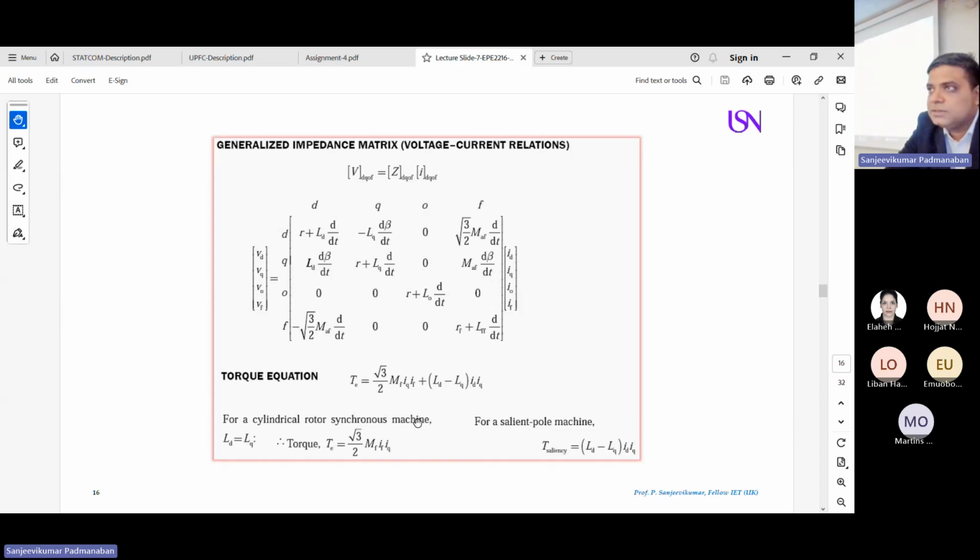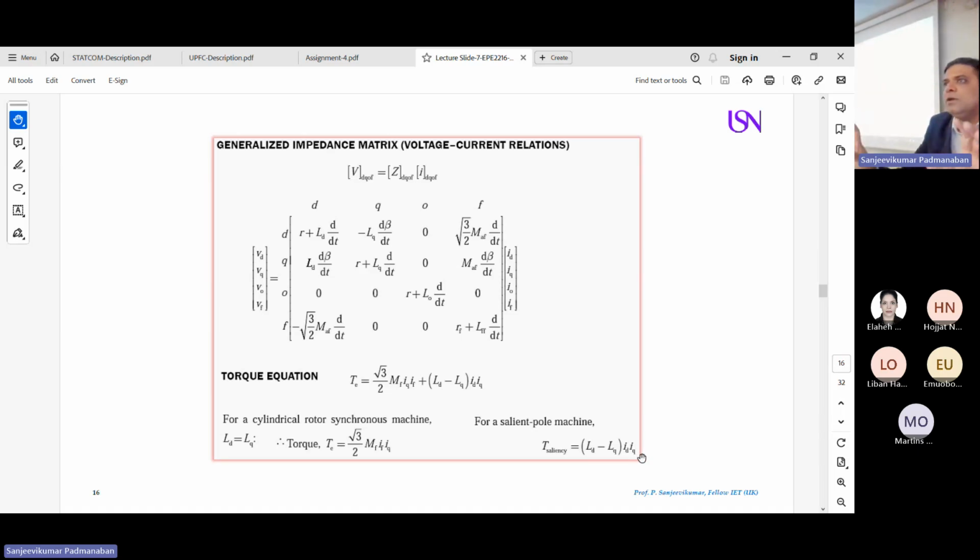Then for cylindrical machines, we already know we have salient pole machines and non-salient pole machines. For a cylindrical rotor synchronous machine, we always take the direct axis inductance and the quadrature axis inductance, which is phase shifted by 90 degrees, to be the same value. So your torque equation is reduced to this one. Torque is directly proportional to MF, the field excitation current, and the current through your Q axis for a non-salient, cylindrical synchronous machine. For a salient pole machine, we call it the salience torque, which is calculated by LD minus LQ into ID into IQ.